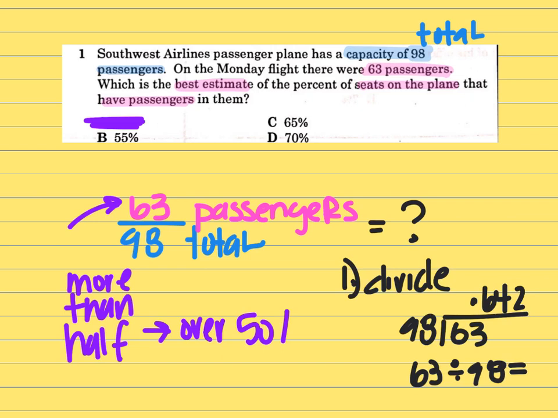Okay, the question said, what is the best estimate? So we need to pick the closest thing to 64, and that is going to be 65%. The closest thing, because it says estimate, 0.642, that's the closest.